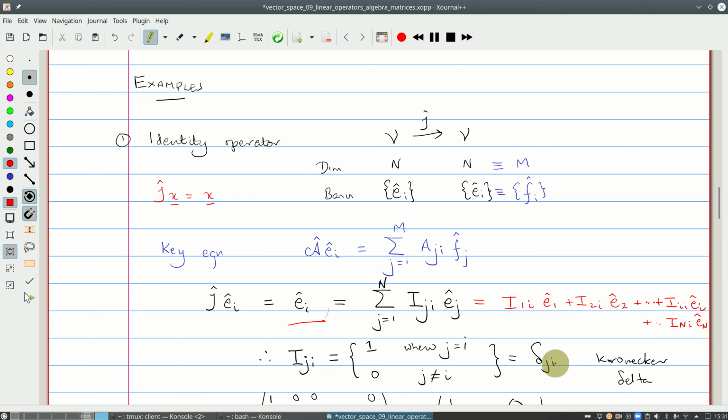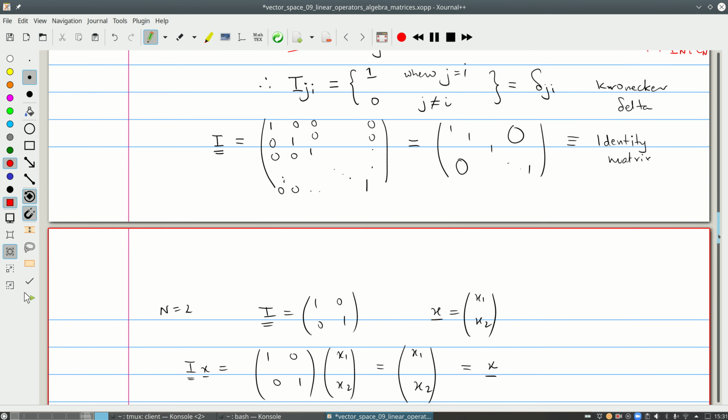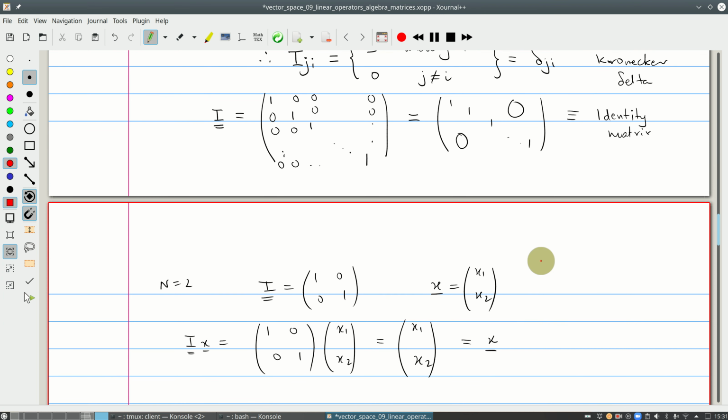Now that's the Kronecker delta, which we've seen before. And in matrix form, what this translates into pictorially is that the matrix I, which is the matrix representation of the identity operator I hat, is diagonal with 1s on the diagonal when i is equal to j, when row is equal to column, and zeros elsewhere. Or we can write it more compactly as this, 1s on the diagonal and zeros elsewhere. This is the identity matrix. And that's the very first operator in matrix form that we will see.